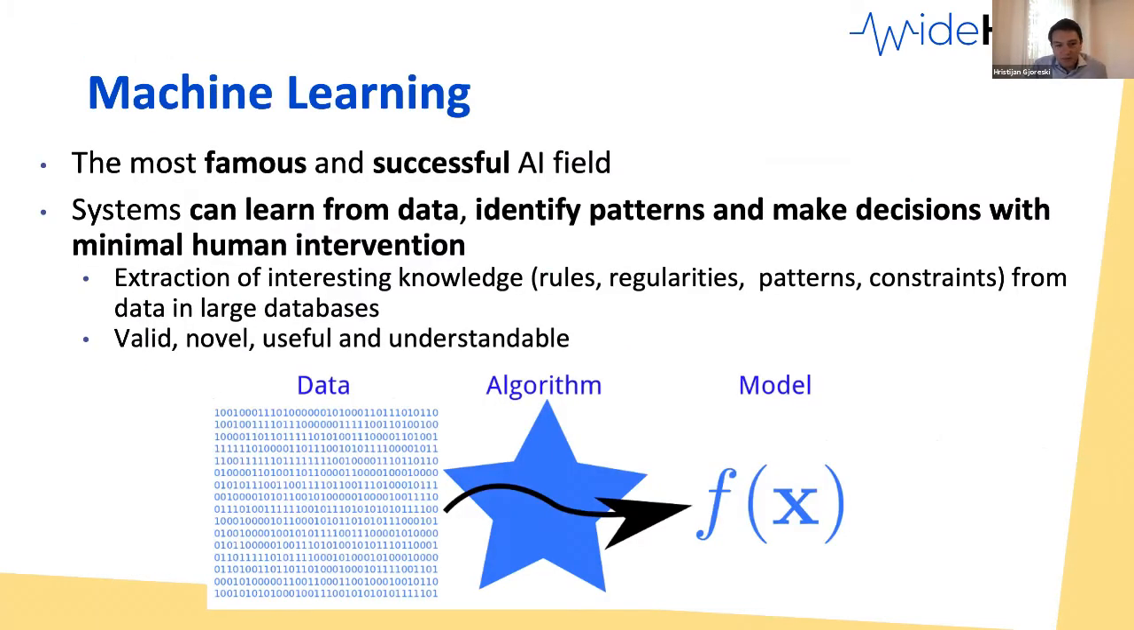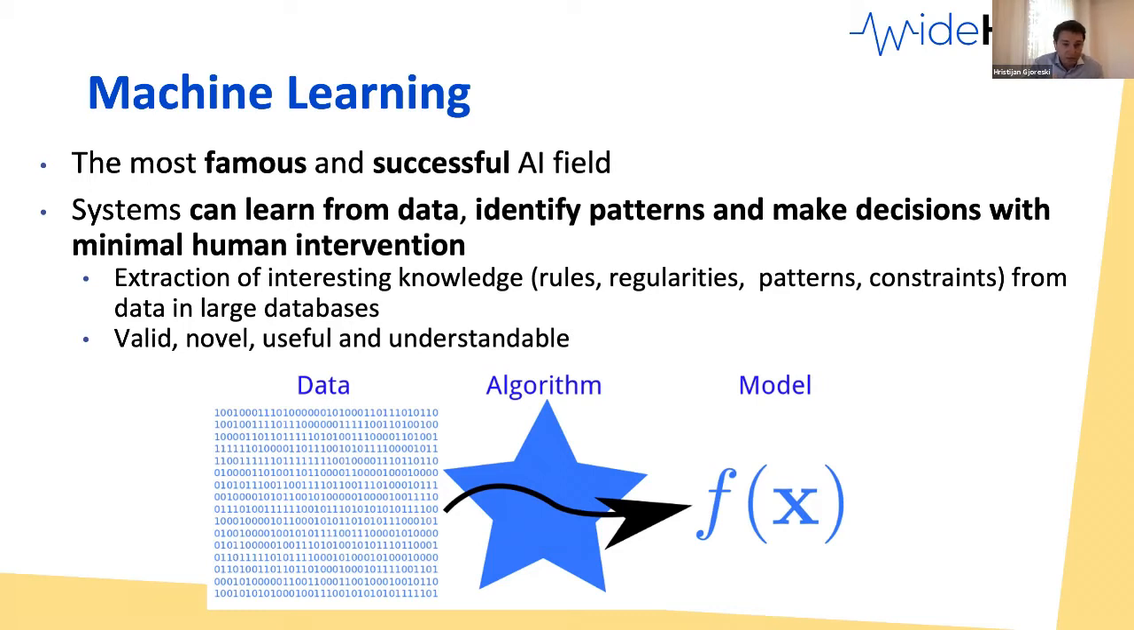My assumption was that there will be people that will not know what machine learning is. So one minute about machine learning. It is the most famous and successful field of the artificial intelligence area. The point with machine learning is how to learn from data, from lots of data, how to identify some patterns which are difficult to identify by a human. And the final goal is to extract this useful, interesting knowledge, which is not known before.